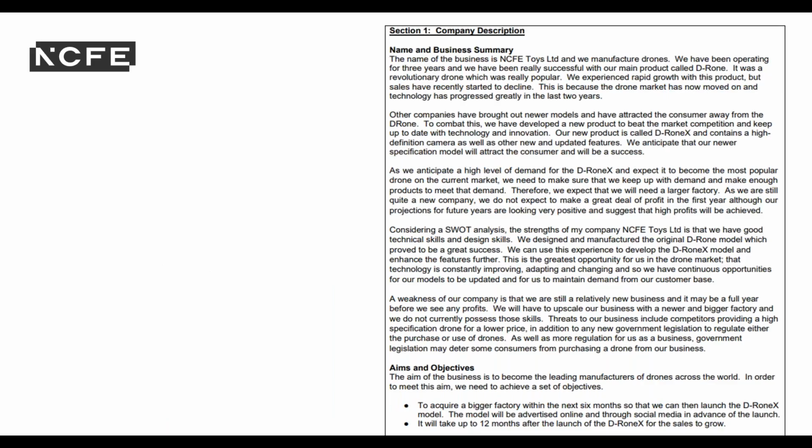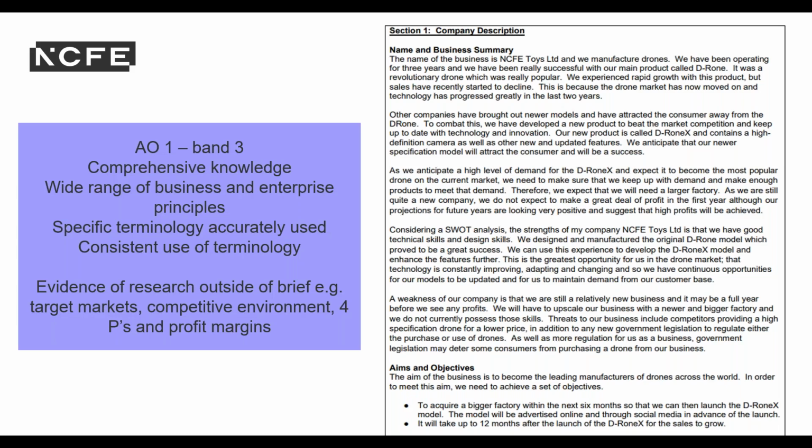Now we're going to look at another example and the grades achieved for each assessment objective. So as you can see straight away, this example contains a lot more detail. So when we look at assessment objective 1, this example is actually being graded as a band 3. And the reasons for that are the learner has demonstrated they have comprehensive knowledge. They've used a wide range of business and enterprise principles. They use specific terminology and it's accurately used, and it's consistently used throughout their project brief.